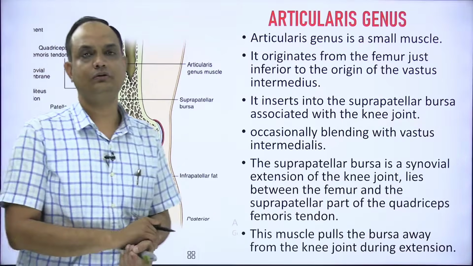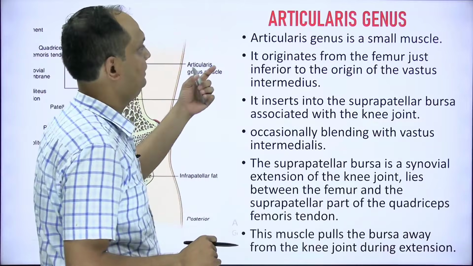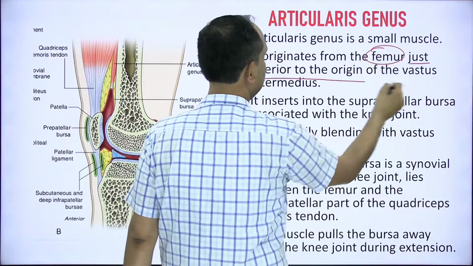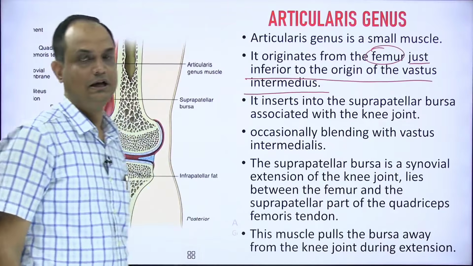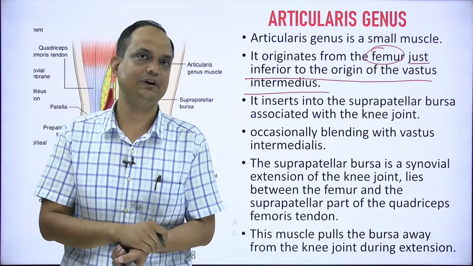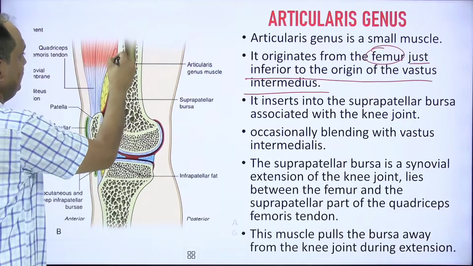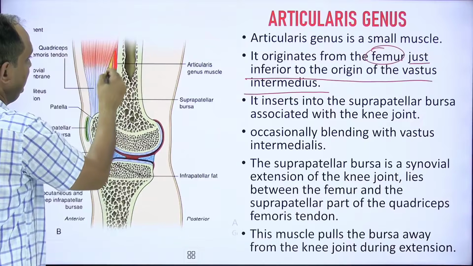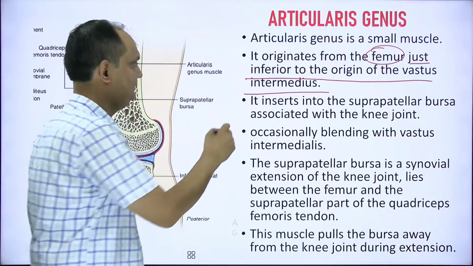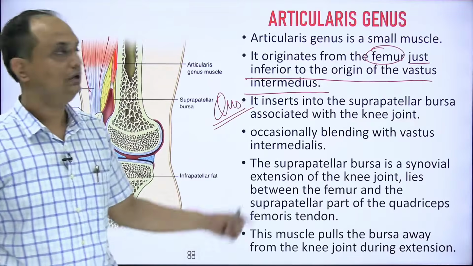Now there is a small muscle in the front of the thigh, and that is known as Articularis genu. Now this Articularis genu arises from the femur just below, or inferior to, the origin of Vastus intermedius. So we have seen that the Vastus intermedius arises from the shaft from the anterior and lateral surface, but from the anterior surface in the lower part you have the small origin of this muscle. Now these fibers are deep to this Vastus intermedius, and they will insert not in the bone.